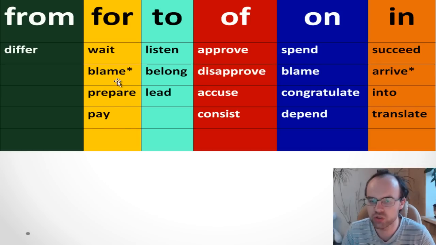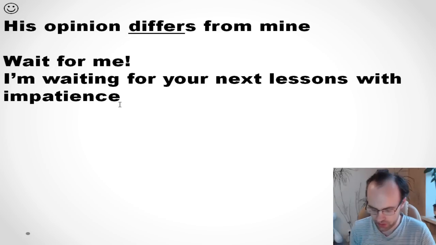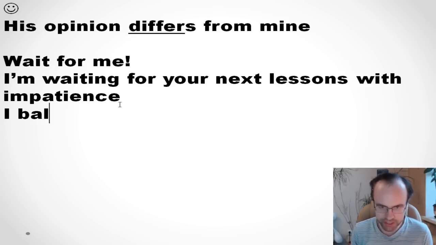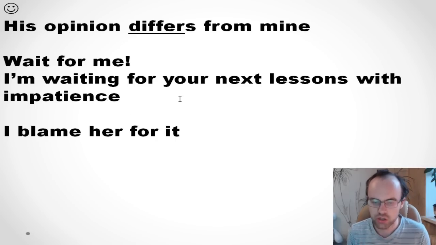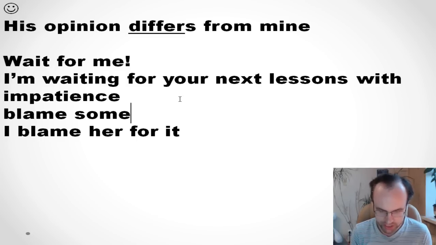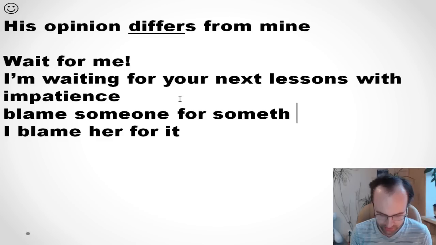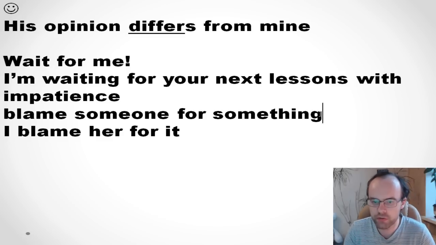Well, so what about blame? It's rather difficult. We mostly say blame for, but of course there are exceptions. So blame for. I blame her for it. And you need to remember this structure: blame someone for something. Blame someone for something. I blame her for it.